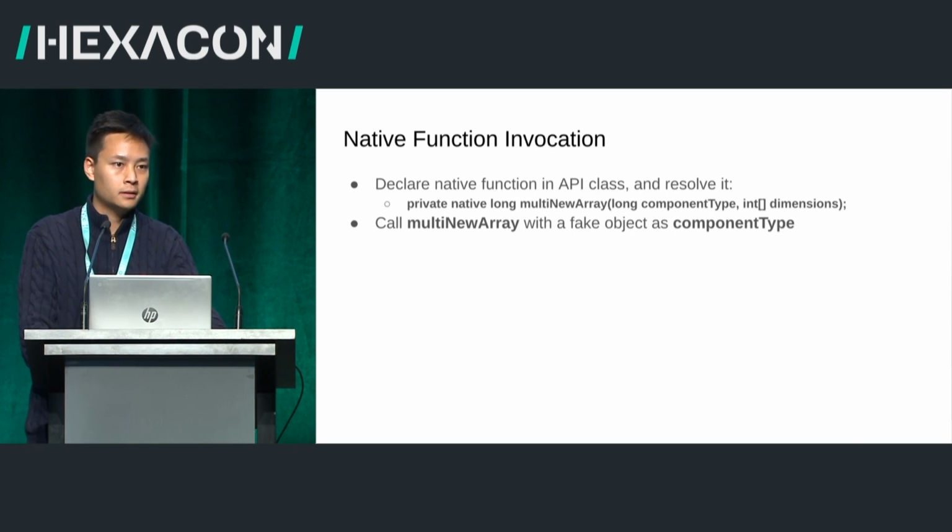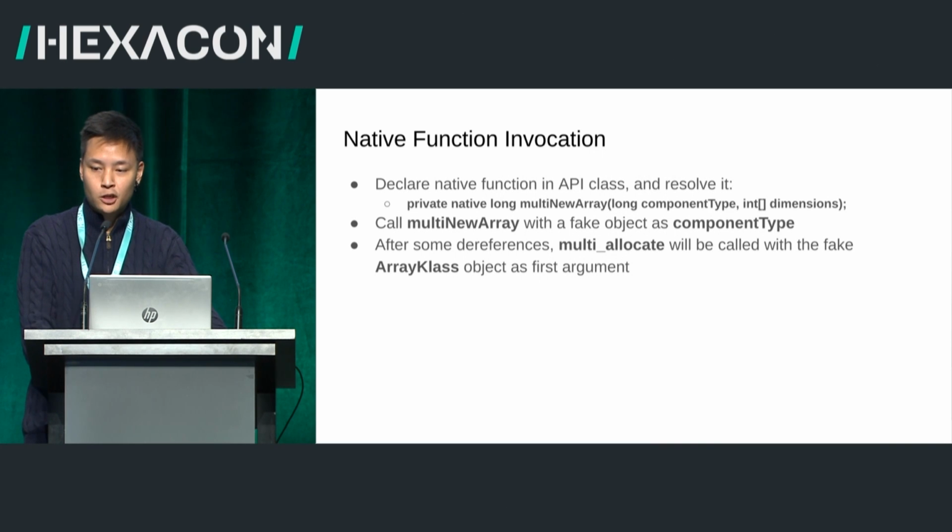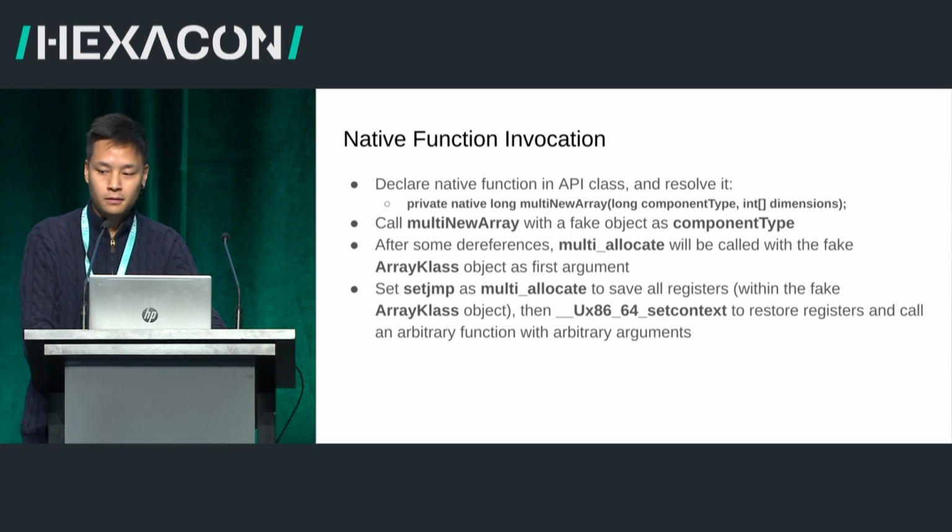it with a fake object as component type. And this fake object we can simply allocate on the heap. And as function pointer of multi-allocate, we first use setJump to save all the registers. And then we use setContext to restore them and to provide our desired arguments and function pointer. And with that, we have basically achieved ROPless code execution.